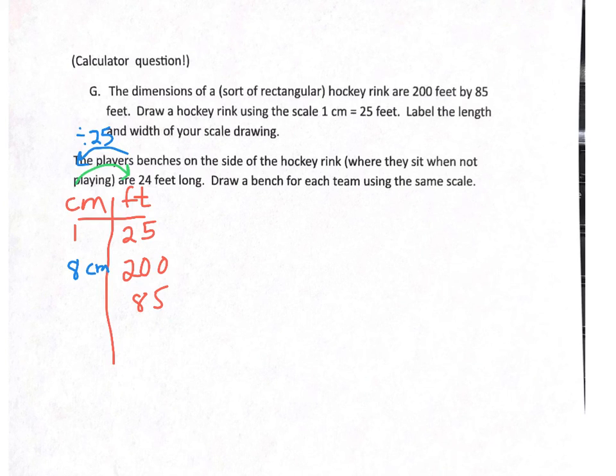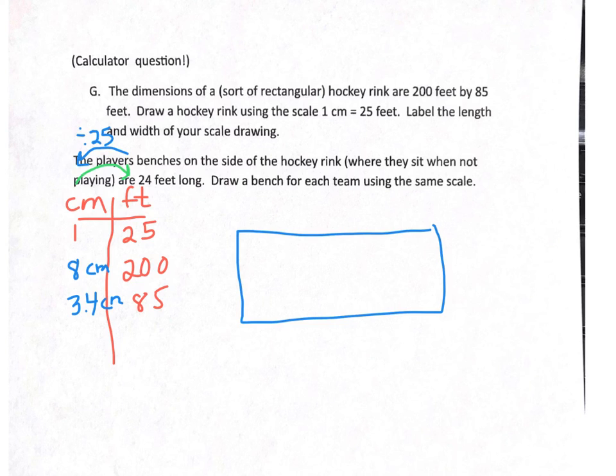And the 85 divided by 25 gives me 3.4 centimeters. So you should use your ruler and draw that 8 centimeters by 3.4 centimeters. Then it says the player's bench on the side of the hockey rink where they sit is 24 feet long. Draw a bench for each team using the same scale. So 24 feet divided by 25 is about 0.96. So just under 1 centimeter, and we could draw that on our picture.